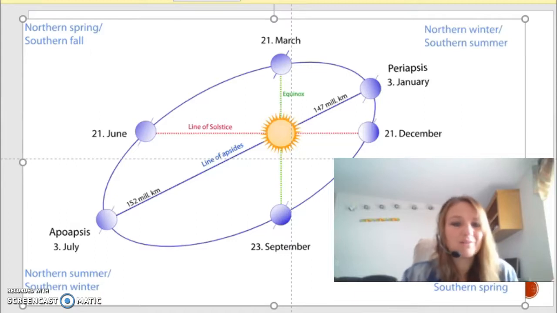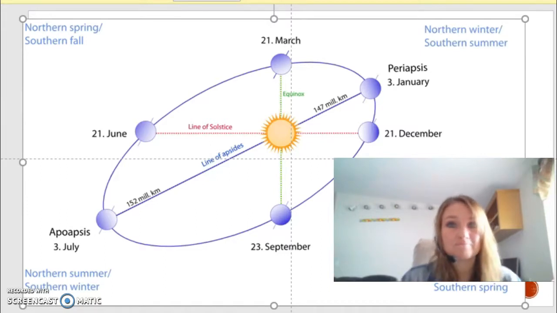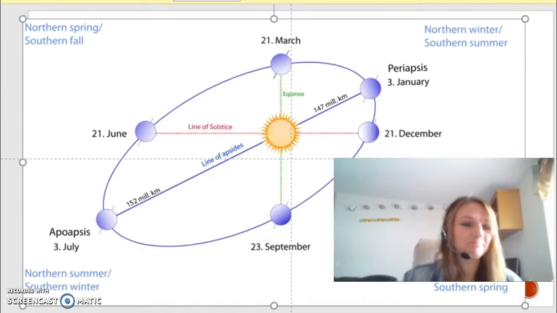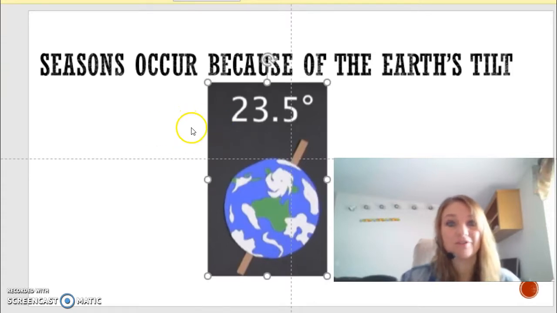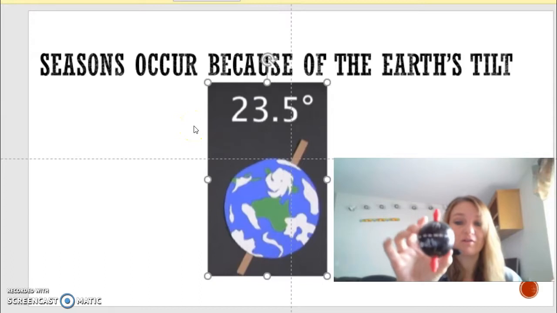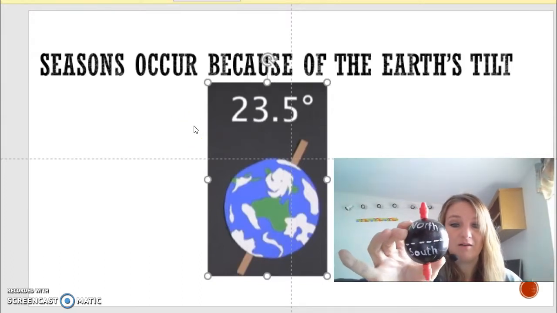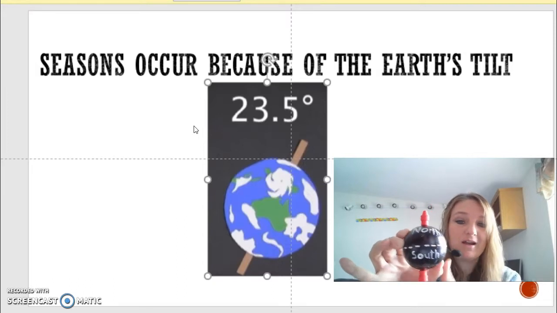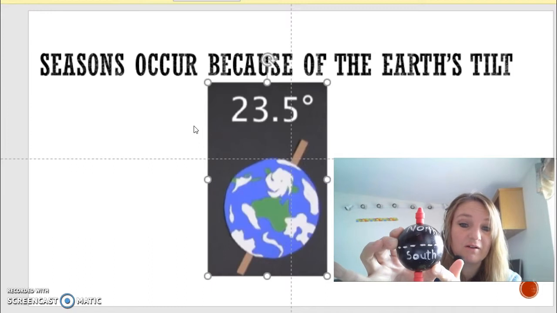So do you have any ideas why it's so hot in July and so cold in December? I have an idea. And that's because the Earth is tilted on its axis, and the Earth is tilted at 23.5 degrees. So if this is representing Earth, and we know that our Earth is split in half, we have the northern hemisphere and the southern hemisphere, right?